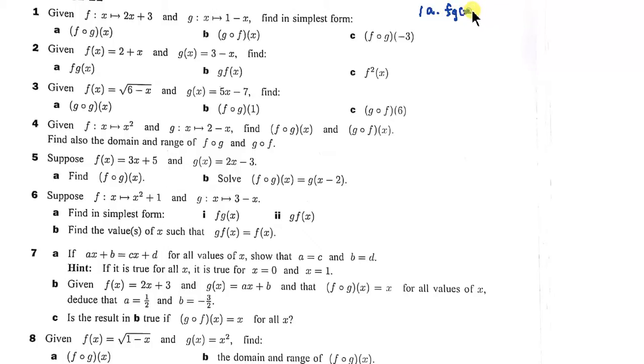fg(x), the g(x) goes into the f. So f(g(x)) is equal to the f function, which is x plus 3, and this x is replaced by g(x), which is 1 minus 2x. So it's 2 plus 3 minus 2x, so 5 minus 2x.